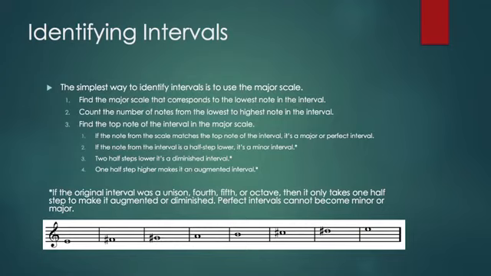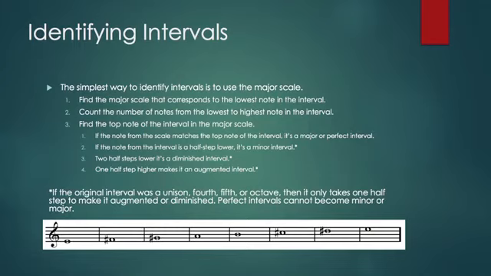I think the simplest way to teach the concept of chromatic intervals is to use a major scale. The simplest way to identify them is probably the chromatic system, which we're going to get to on Thursday. So to figure out your intervals using the major scale, all you have to do is find the major scale that corresponds to the lowest note in the interval. So if I have, going back to my first interval I gave you, C4 to G4, C4 is the lowest note.